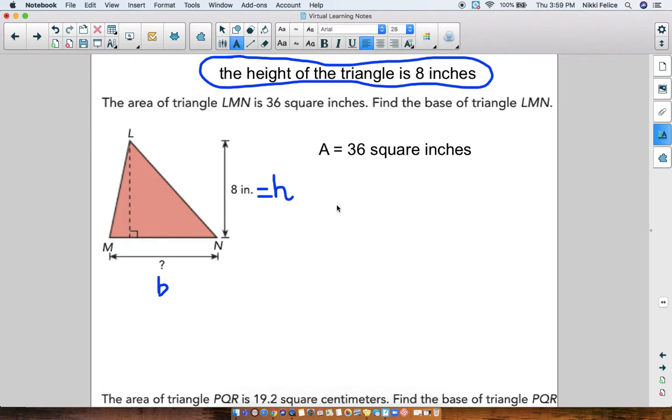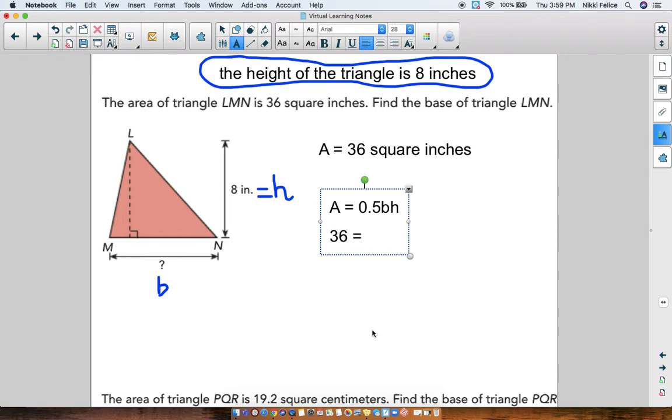So now we got to fill in everything we know. Area equals 0.5 times the base times the height. And this time I'm just going to use B and H for base and height. Make it nice and easy. So area, I know that. I'm going to plug that in.